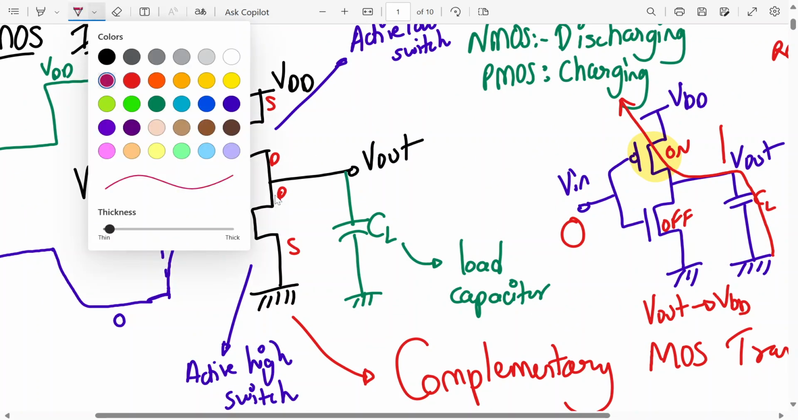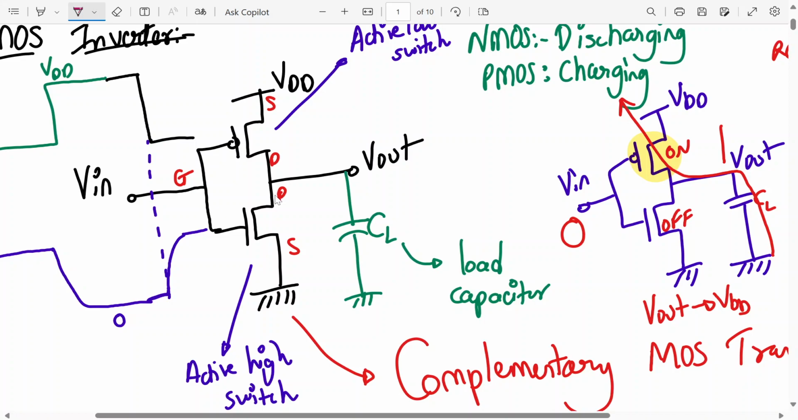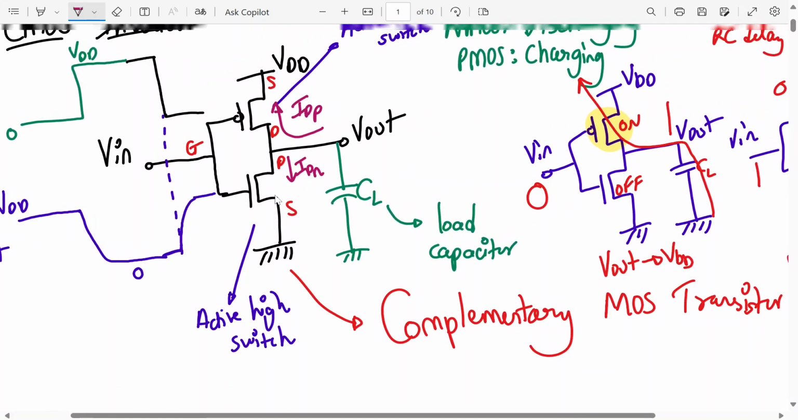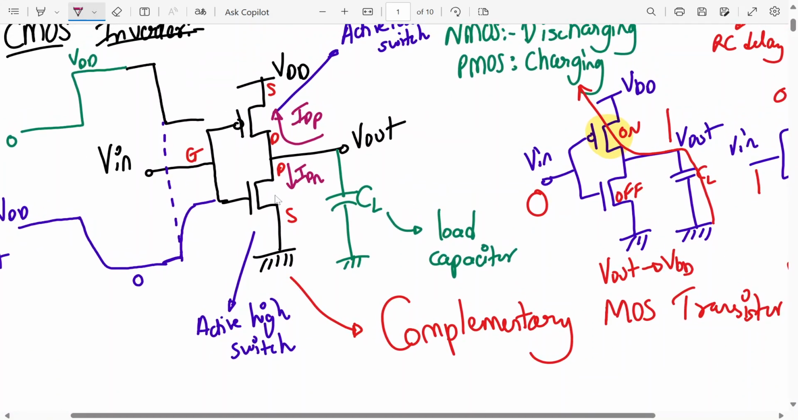I'm marking the current direction in purple. NMOS, it will be like this, IDN, correct? What about PMOS? Upwards, yes. So it is IDP. And in steady state, both the currents should be same. Yes or no? At all times. Then only there will be a current from VDD to the ground.